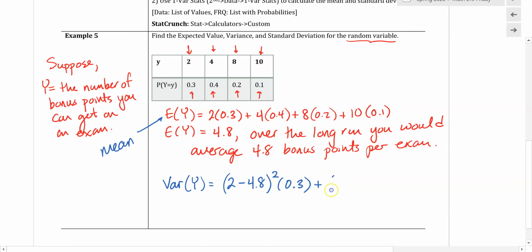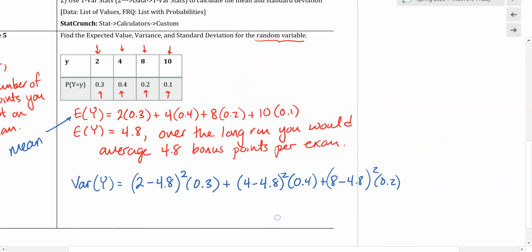I add data value minus the mean, square it, multiply by the probability, plus data value minus the mean, square it, multiply by the probability of that happening, and lastly, data value minus the mean squared times the probability of that data value happening. Now, that's not that hard once you get the pattern down.